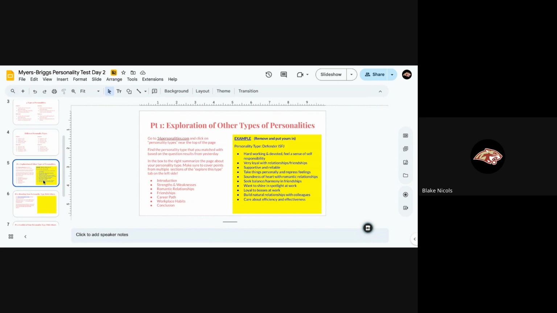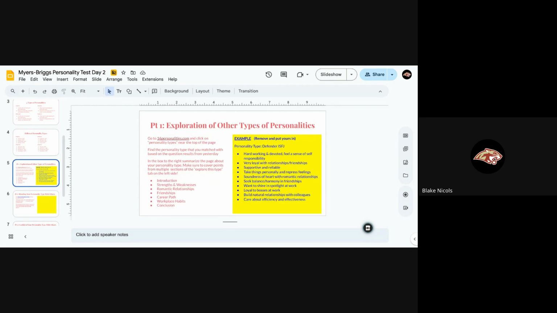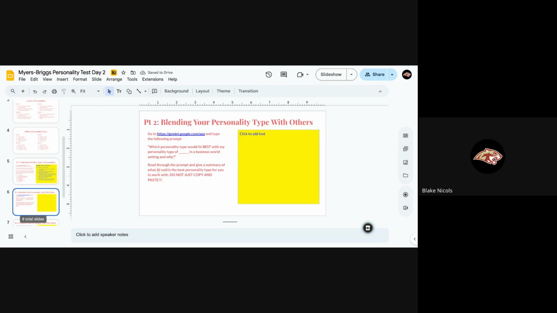So what you're going to be doing in part 2 is you're going to go to the 16personalities.com website and you're going to explore yours, right? And what you'll do is you'll look at yours and you'll look at a list of all the different traits that describe your personalities. Like this would be for me as a defender. You're going to remove everything that is mine so that you can put yours in right there, right? And then the next couple parts, you're going to blend them with others.